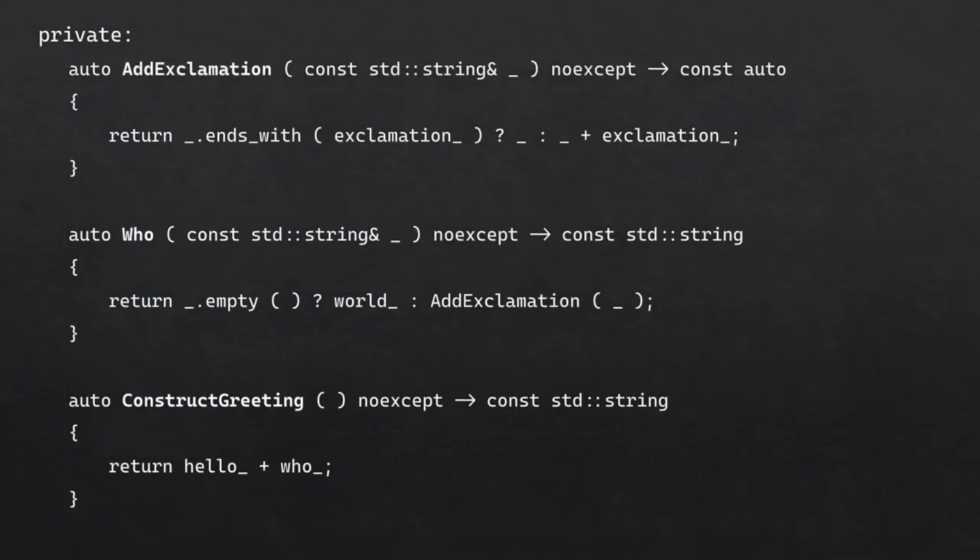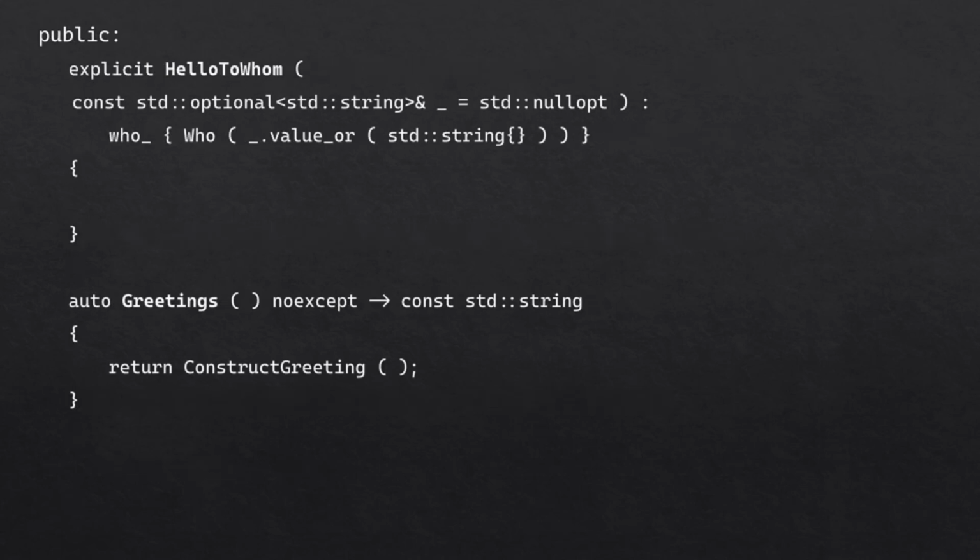And just in case you're curious, here are the functions from the private access area of the class HelloToWhom. There's nothing sophisticated or magical about them. I've made them as simple and as direct as possible, just so we can see that they work as intended. And here is the constructor and the greetings function from the public access area.